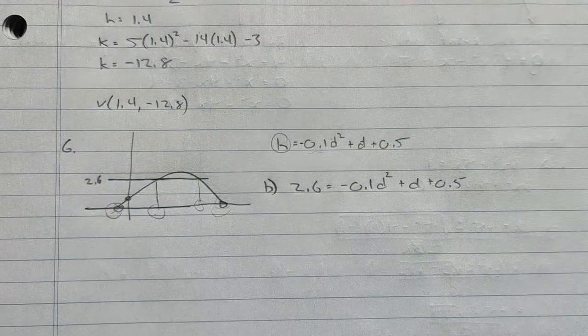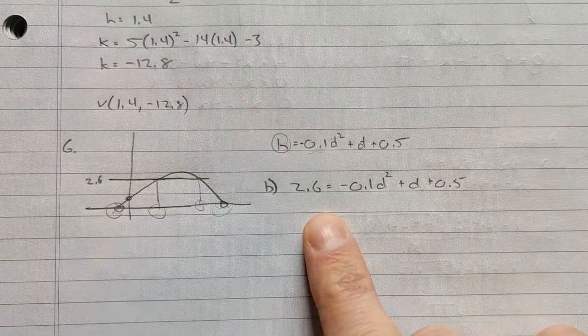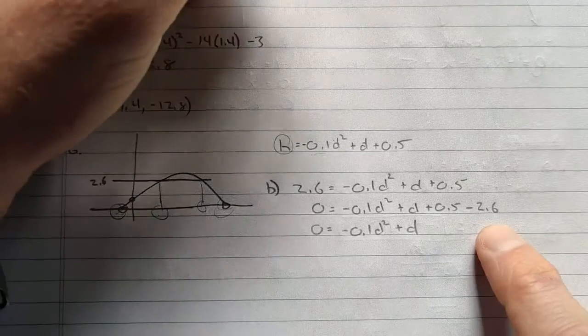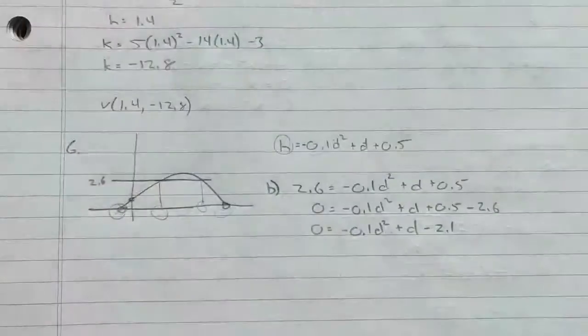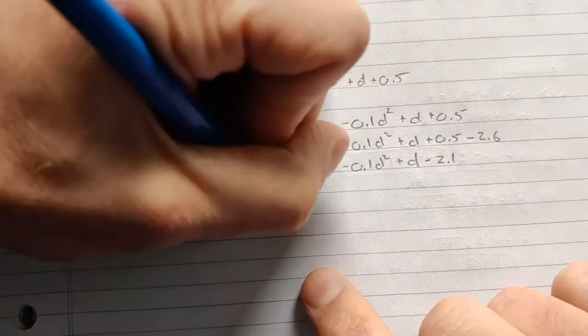And now we got to get this into a 0 equals. So we just have to move that 2.6 to the other side by subtracting. So we get 0 equals negative 0.1 d squared plus d plus 0.5 minus 2.6. And then we simplify that, and we'll have our a, b, and c values. So our a value stays the same, our b value stays the same at 1, and our c value here becomes negative 2.1. And now we have our a, b, c. We can plug those into the quadratic formula.